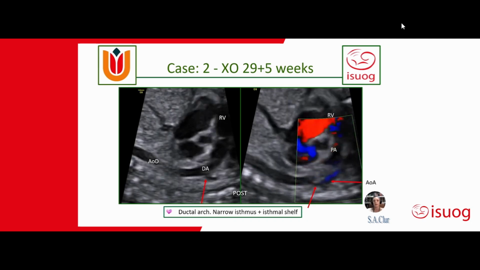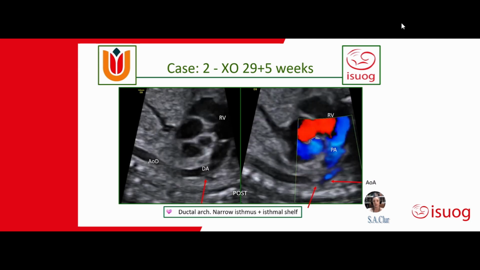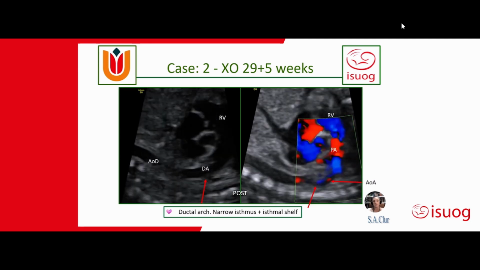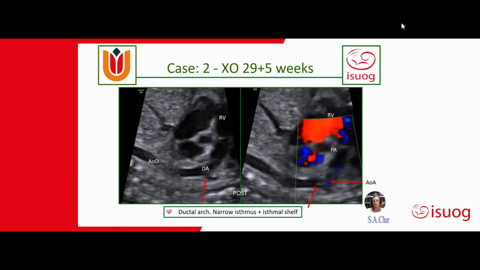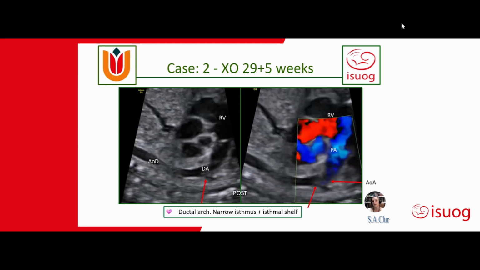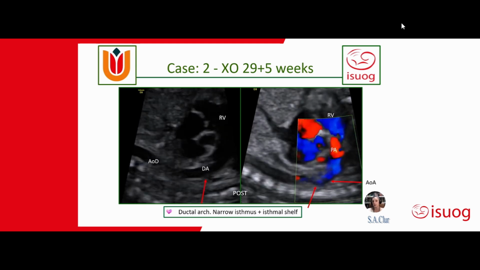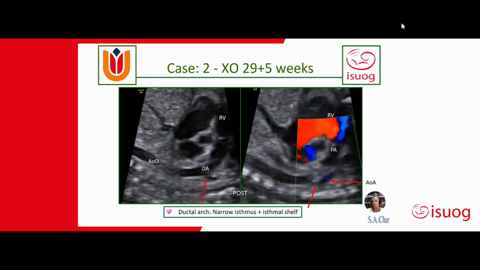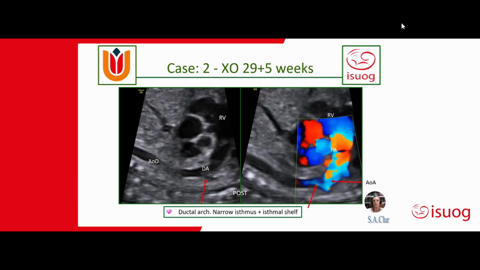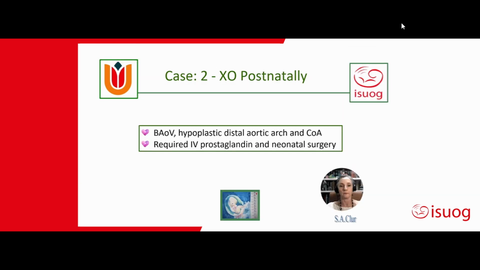If we look at the sagittal cut, we can see a large, well-developed ductal arch, and we see a very small aortic isthmus. And on the color Doppler on the right, you can see a small distal aortic arch. So this distal aortic arch appears to be hypoplastic. Postnatally, the baby was found to have a bicuspid aortic valve, indeed a hypoplastic distal aortic arch, and coarctation of the aorta. This baby required intravenous prostaglandin and neonatal surgery.